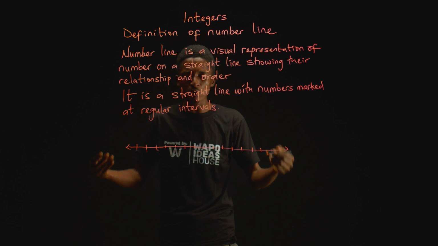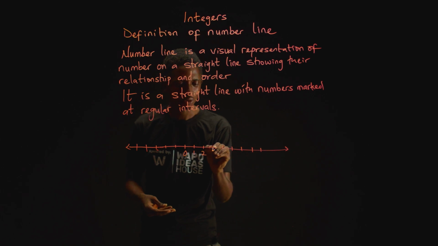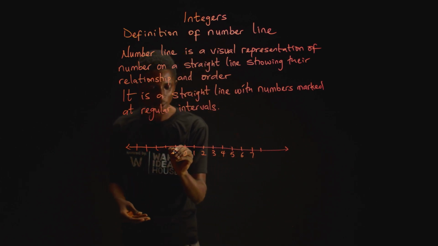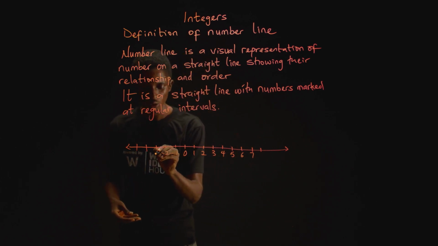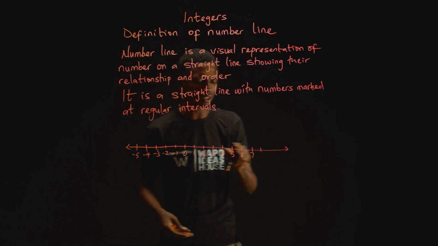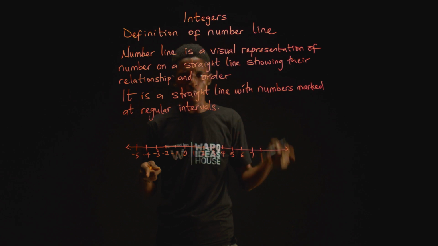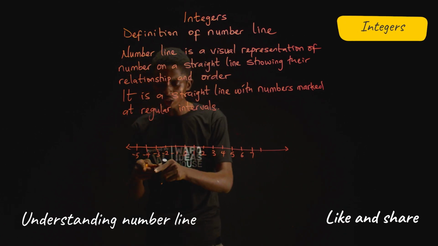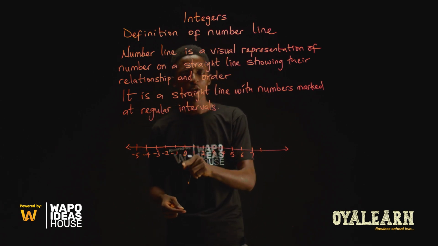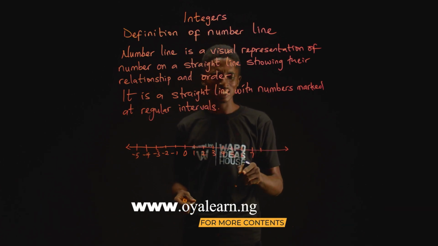Now to it we can then put in integers. 0, 1, 2, 3, 4, 5, 6, 7. Then here we have -1, -2, -3, -4, -5. You see what we have on this line are integers and they follow in steps of 1 from -5 to -4 to -3 to -2 to -1 to 0, 1, 2, 3, 4, 5, 6 and 7.